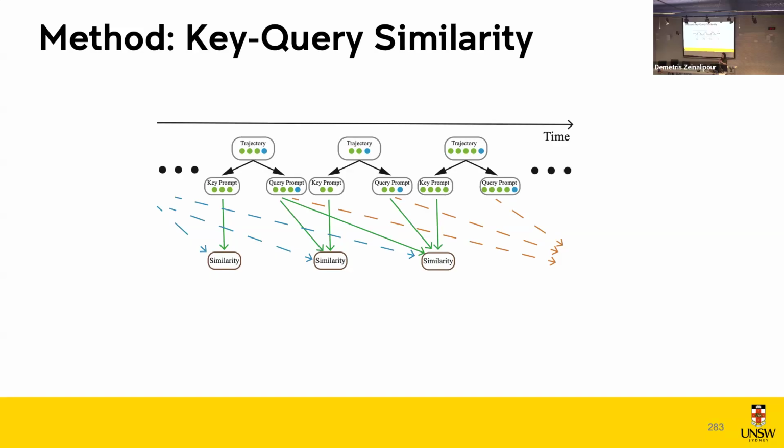The key prompt acts like the current trajectory that needs to be predicted, and the query prompt is the historical data. For each key-query pair, we feed them to pre-trained Llama, and then we compute the cosine similarity.